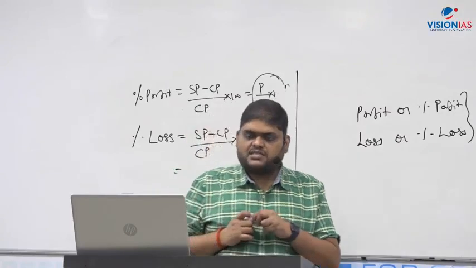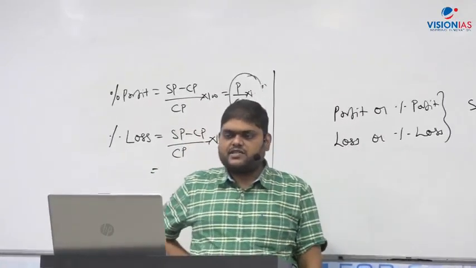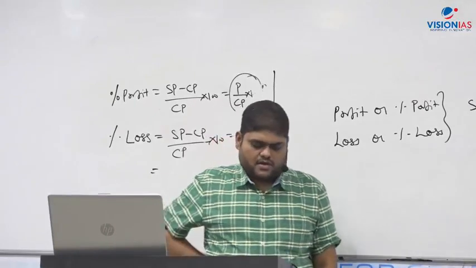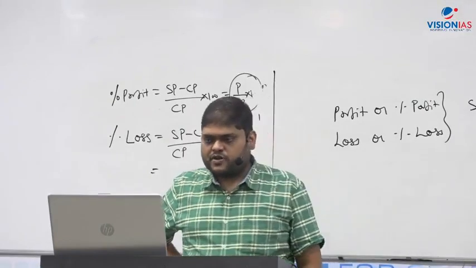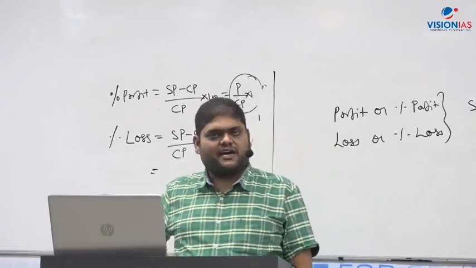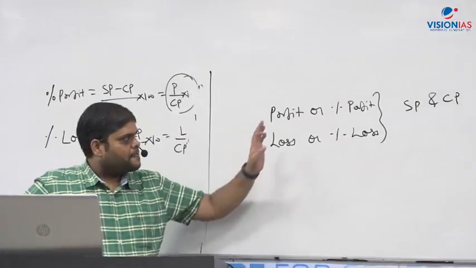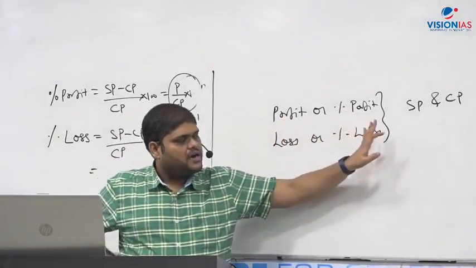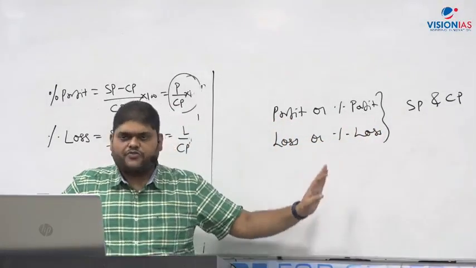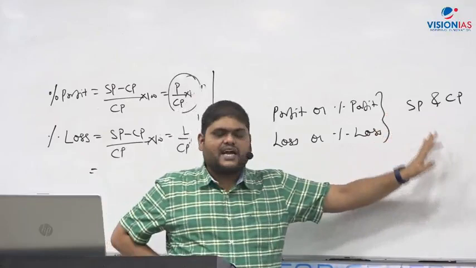If SP minus CP gets negative, we exclude the negative sign. You decide, I have told you many times now, okay? Yes, beta, we will exclude the negative sign. Profit, loss, percent profit, percent loss, SP and CP.